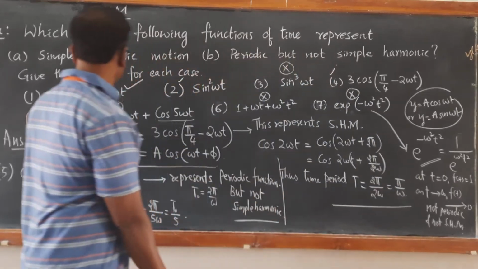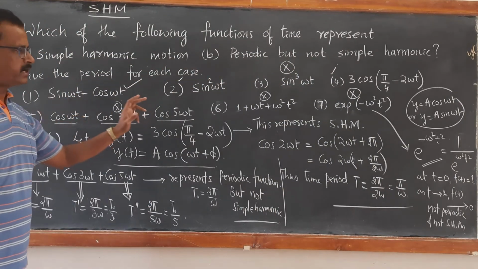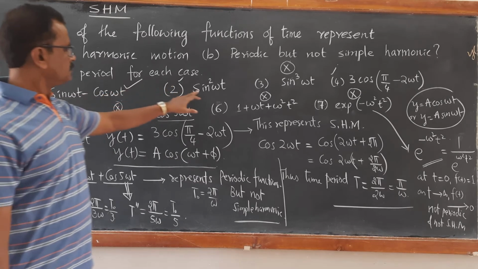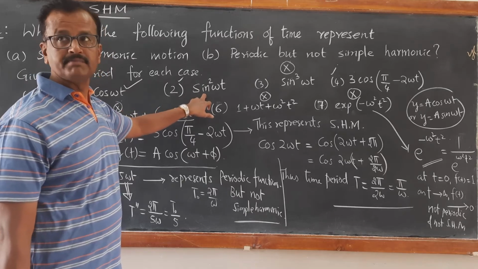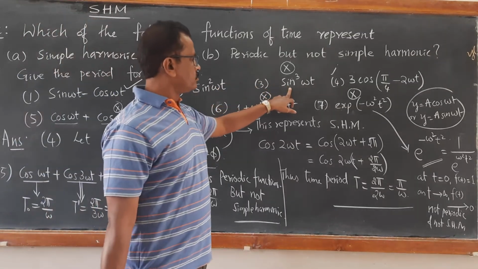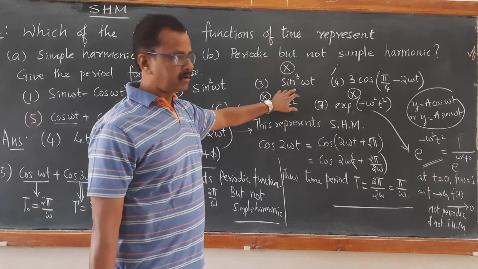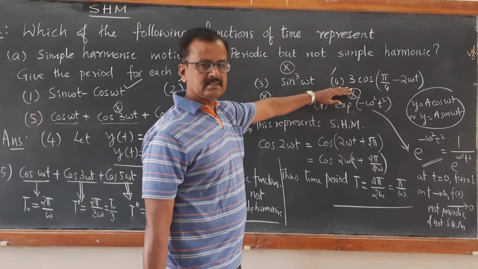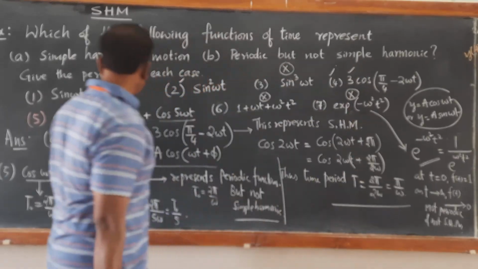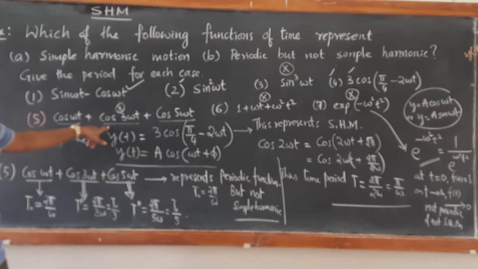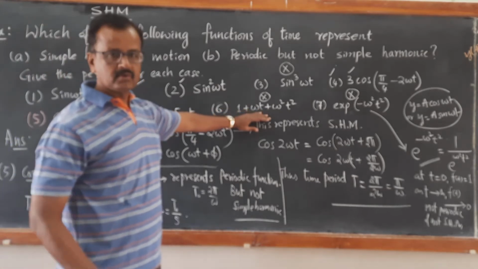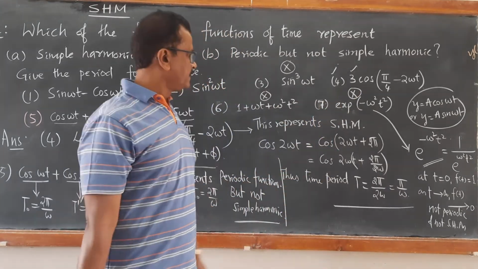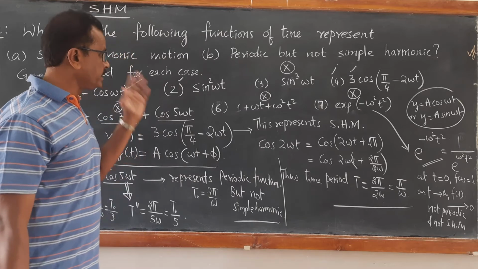This is how, from the given equations, you can find out which are periodic and which are non-periodic. Sin omega t minus cos omega t is periodic as well as simple harmonic. Sin square omega t is periodic as well as simple harmonic. Sin cube omega t is periodic but not simple harmonic. 3 cos pi by 4 minus 2 omega t is periodic as well as simple harmonic. This one is periodic but not simple harmonic. The last two are not periodic, not simple harmonic. Right? So this is how we will be able to analyze.